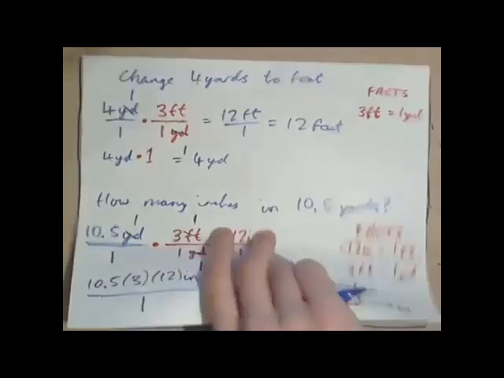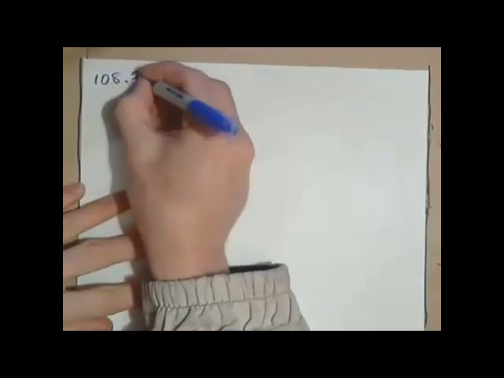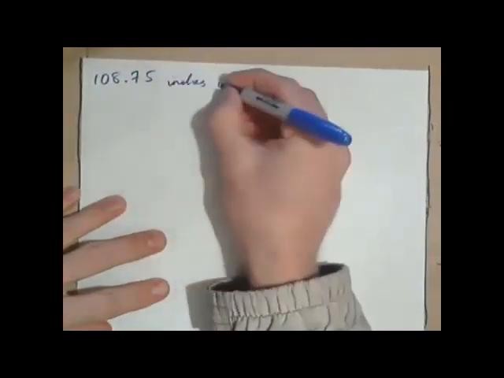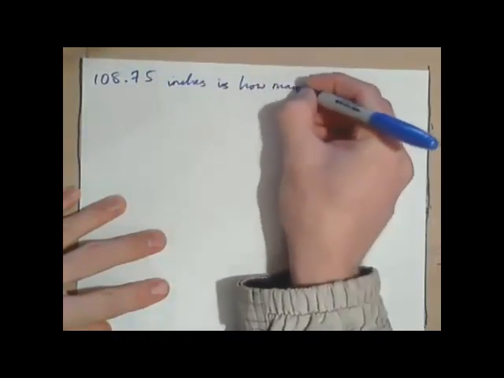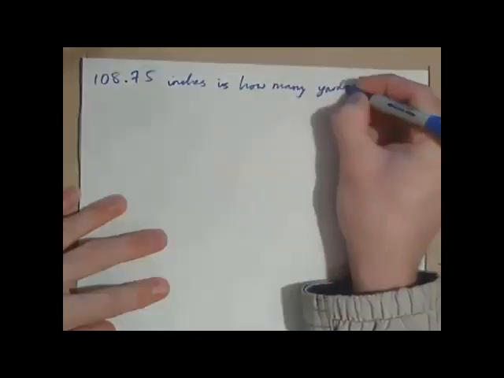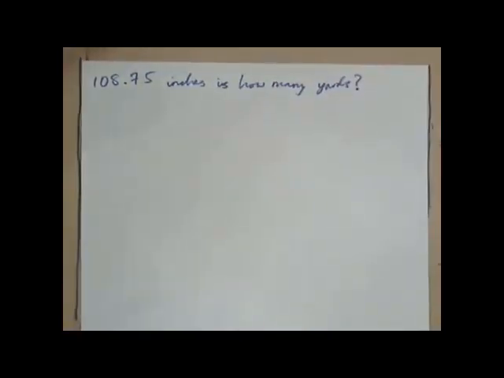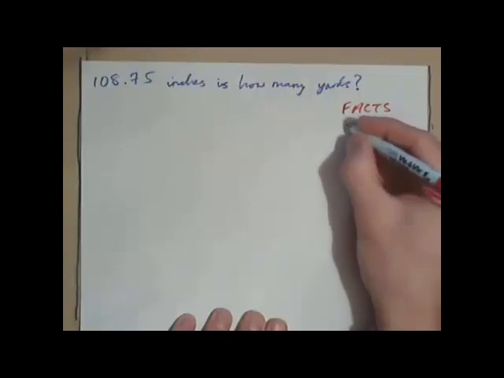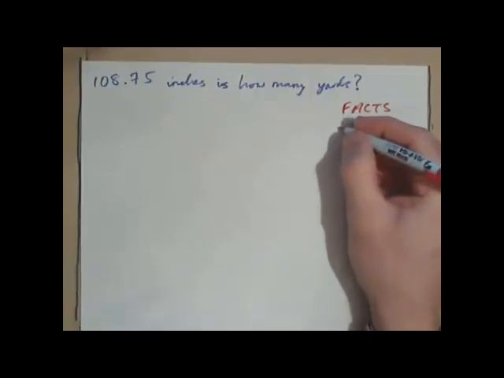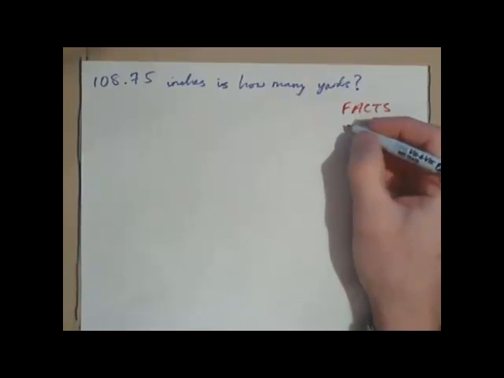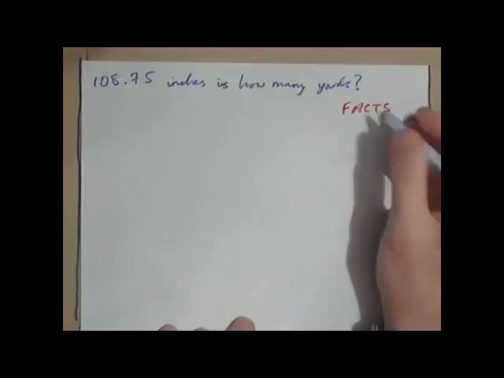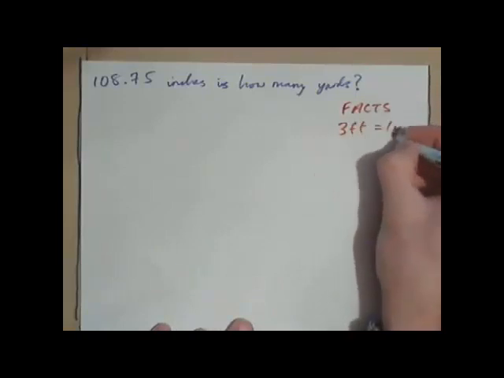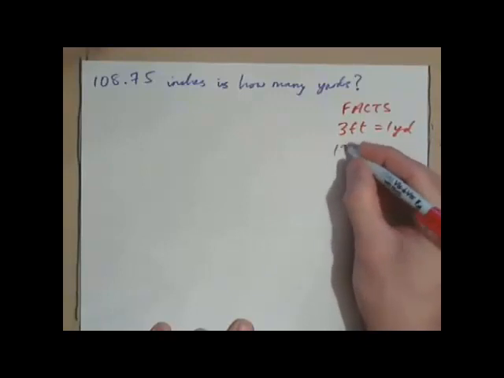Okay, let's have a look at this example. Inches is how many yards? So this time going from inches to yards. Let's list our facts. And the facts can be found in the textbook. You could find them in the back of the textbook or in that section of the chapter. There is a list of conversion facts in the back of your book that you can use. 3 feet equals 1 yard. Also inches, 12 inches equals 1 foot.